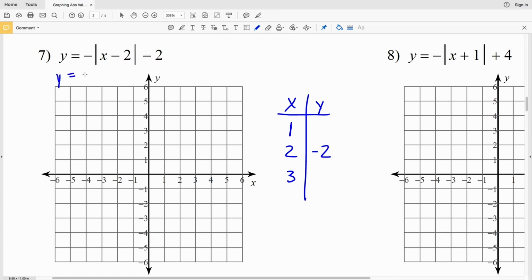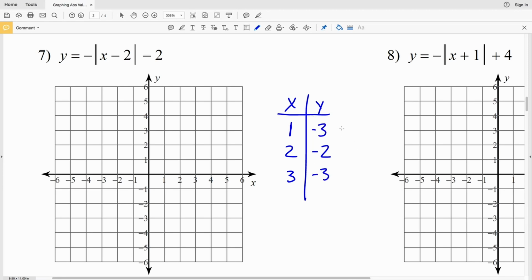So we have y equals the opposite of the absolute value of 3 minus 2, minus 2. That's going to be y equals the opposite of the absolute value of 3 minus 2, which is 1. The opposite of the absolute value of +1, minus 2. We're going to have y equal to the opposite of the absolute value of 1, which is a +1, so we have -1, and then minus 2. -1 minus 2 is going to give us -3. So when x is 3, y is -3. Same with when x is 1, y is also -3.